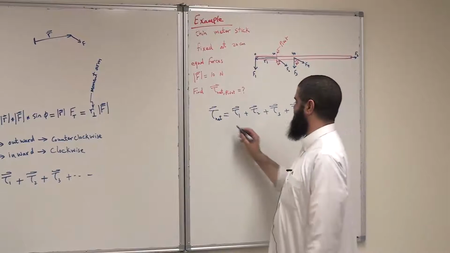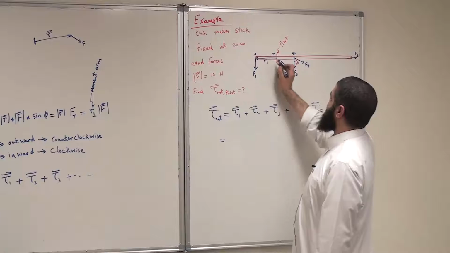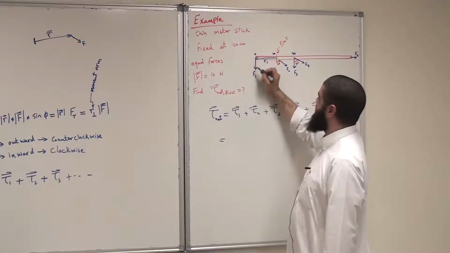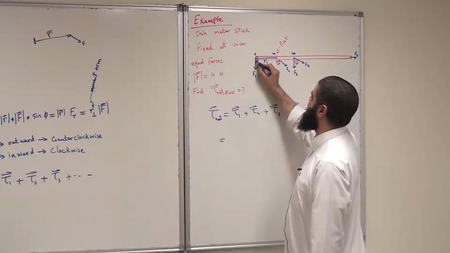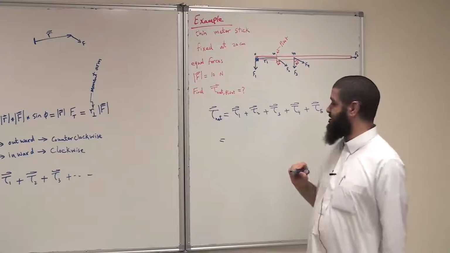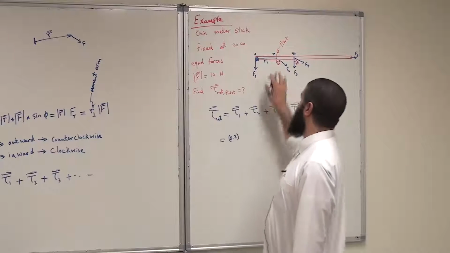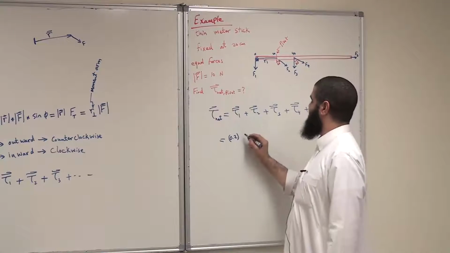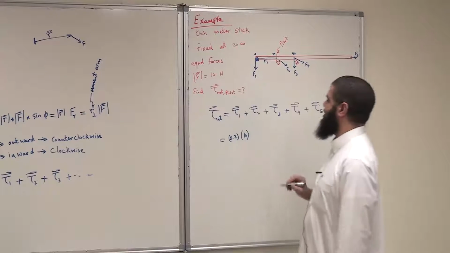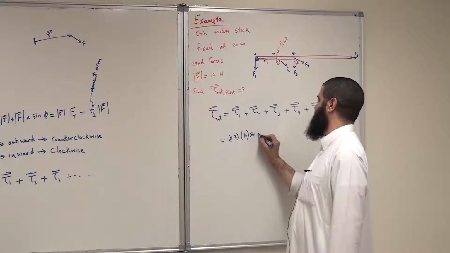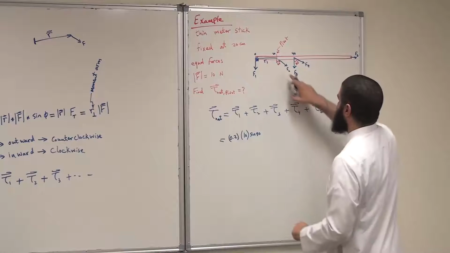So what is the magnitude? We know it is positive, but what is the magnitude? It is R multiplied by the magnitude of the force, multiplied by sine of the angle between them. The angle is 90, so sine 90 is 1. So the distance R is 0.2, because this is 20 centimeters, multiplied by the magnitude of the force, which is 10 newtons, multiplied by sine 90, which is 1. Okay, I am done with this one.